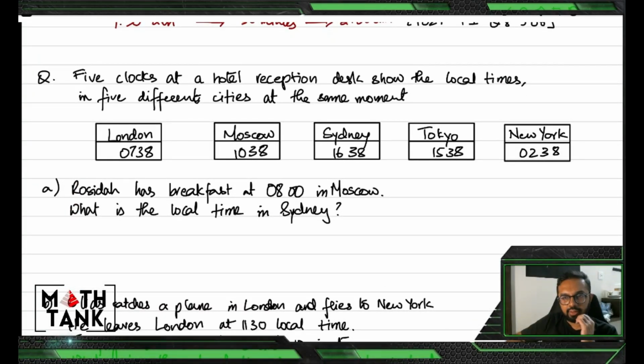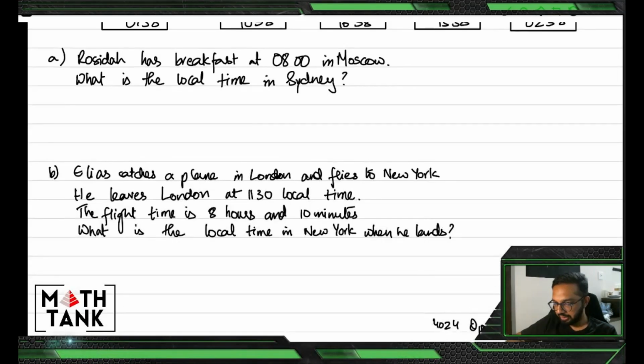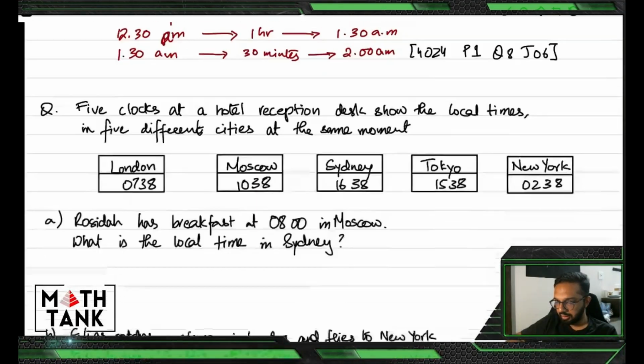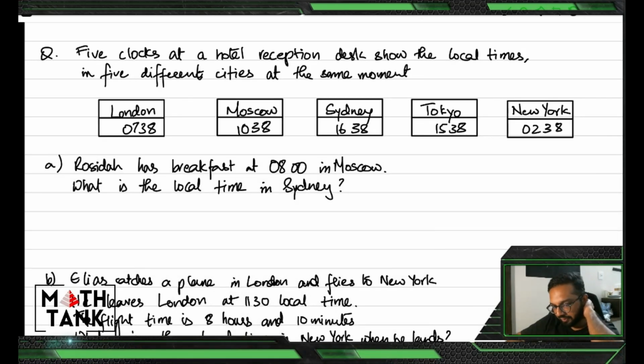Moving on, this looks like a past paper question to me. Okay, there are two more questions to go. It says 5 clocks at a reception show the local times in 5 different cities at the same moment. Okay, so they're showing you the time differences. Rosaida had breakfast at 0800 in Moscow. What is the local time in Sydney?